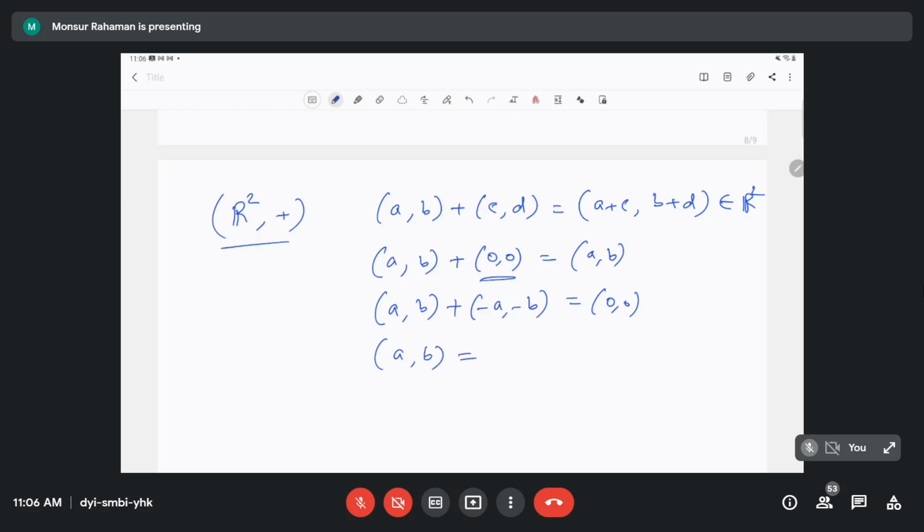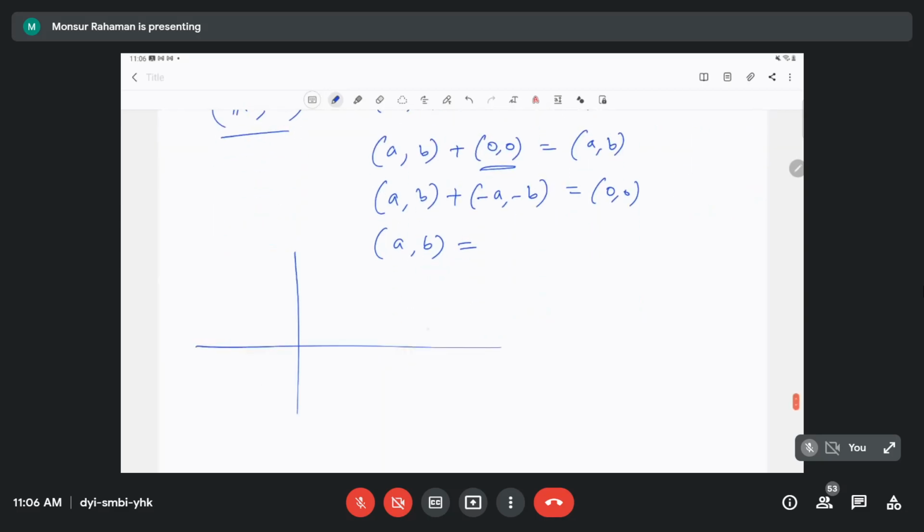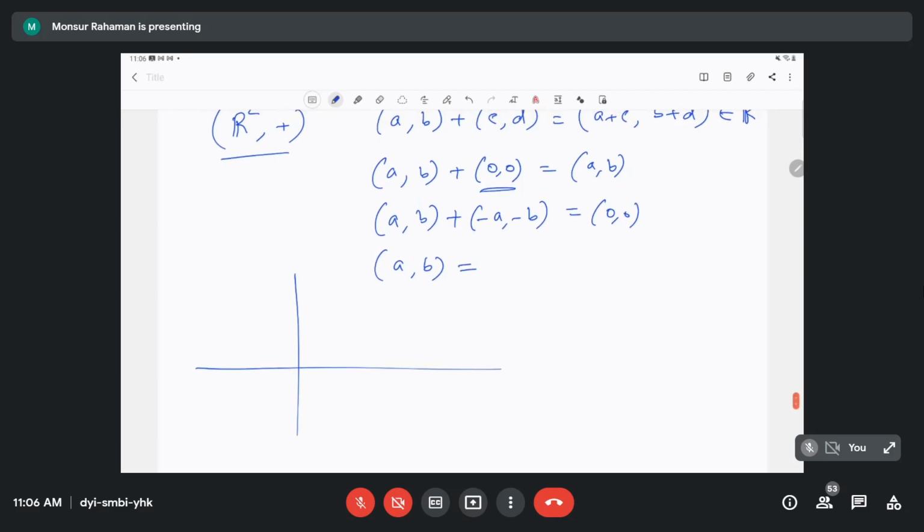What does R2 mean, sir? R2 is actually the plane. R cross R, real number cross real number. Oh, it's the plane. Okay.